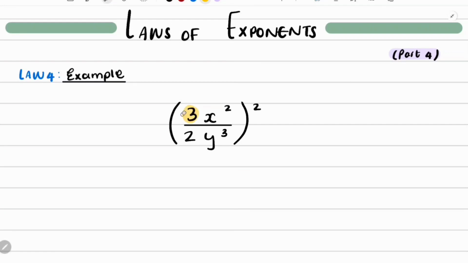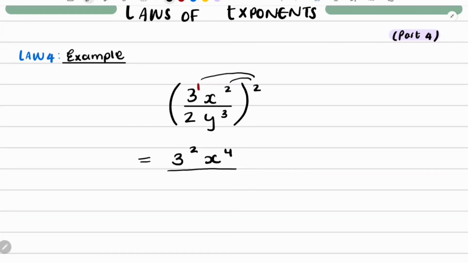3 is a base. What is the exponent on 3? There's an invisible exponent of 1. So we're just going to have the 3 being raised to the power of 1, and that 1 multiplies by the 2, and that gives you 2. And then we have the x as a base. It has an exponent of 2, and that multiplies by the 2. So that is x to the power of 4.